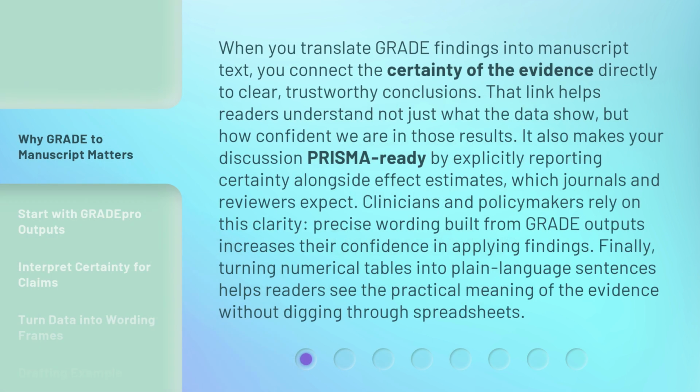When you translate GRADE findings into manuscript text, you connect the certainty of the evidence directly to clear, trustworthy conclusions. That link helps readers understand not just what the data show, but how confident we are in those results. It also makes your discussion PRISMA-Ready by explicitly reporting certainty alongside effect estimates, which journals and reviewers expect.